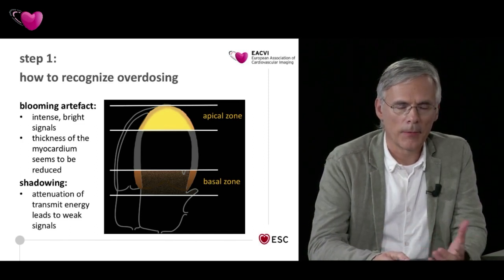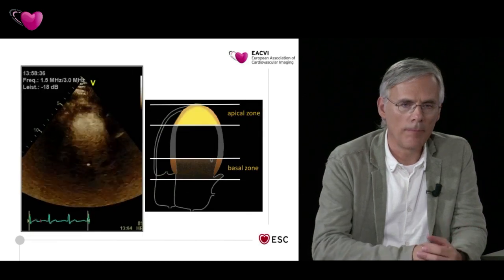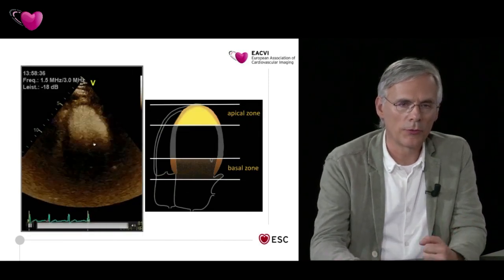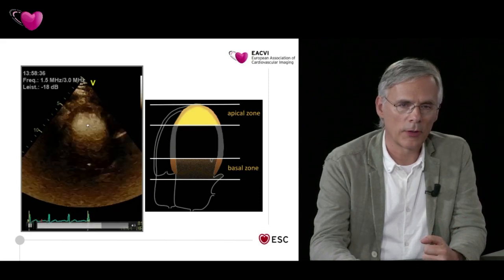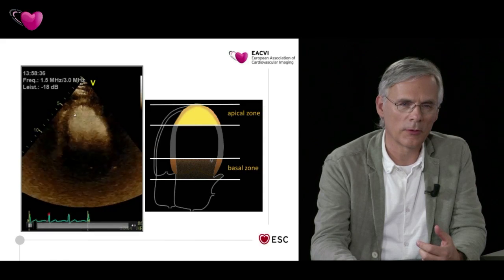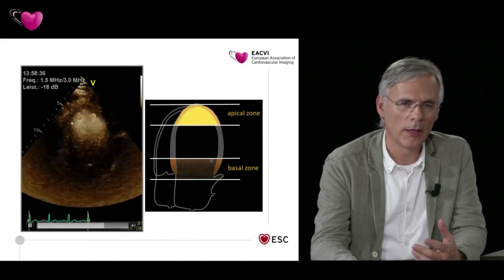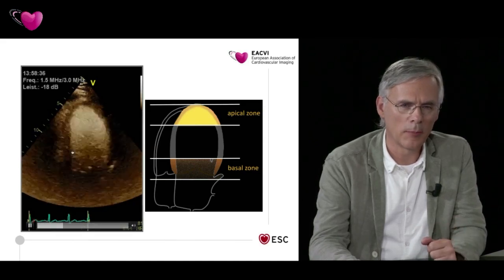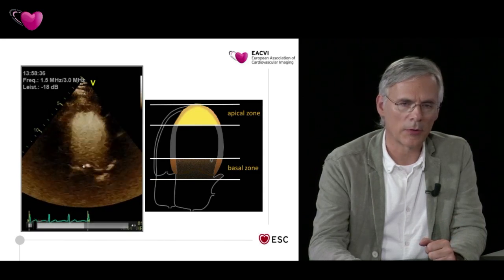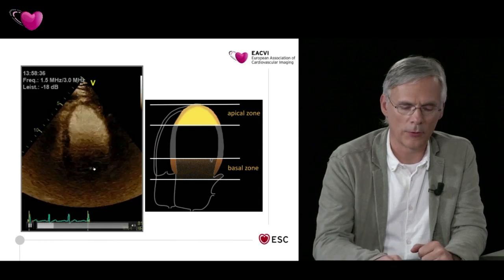And I show you an example. This is an overdosing after a bolus. Here are the strong signals in the apical zone. The border is a little bit blurry, and it is impossible to define the border between the compacted myocardium and the cavity here in the basal zone.